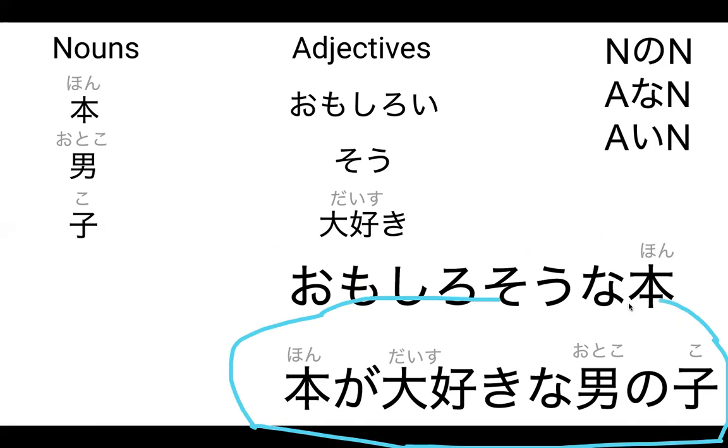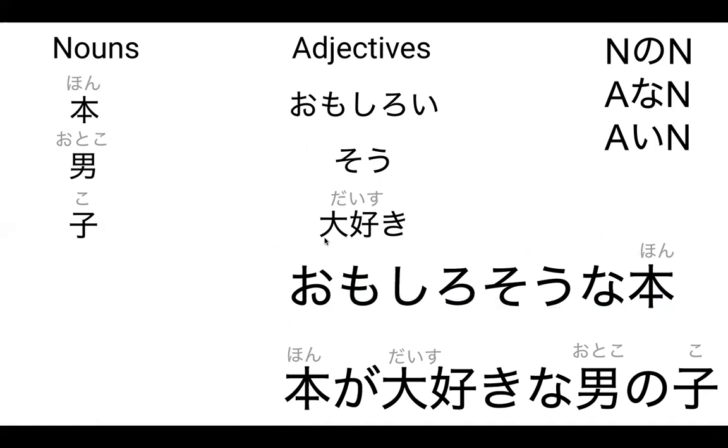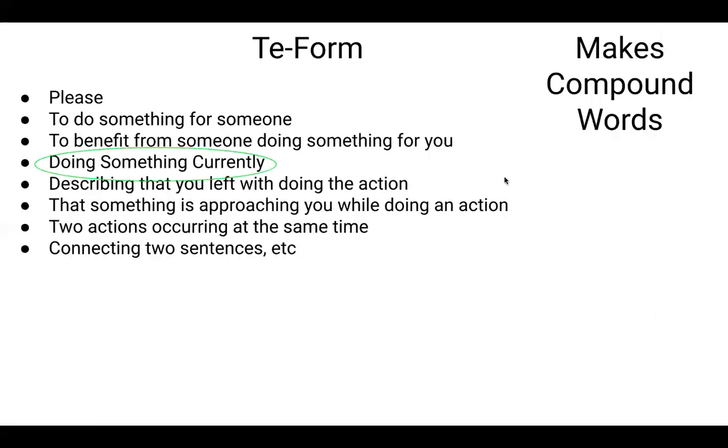What does this mean? Hon ga daisuki na otoko no ko. So the son or the boy, the little boy, likes books, or yes, really likes books. He really likes books. He loves books. Perfect. Yep. So now we have the first line. Pretty easy. You already said this earlier, but let's just do it real quick. What does this say? Fushigi na tsurii hausu. Yes. And what does it mean? Mysterious treehouse. Yes.